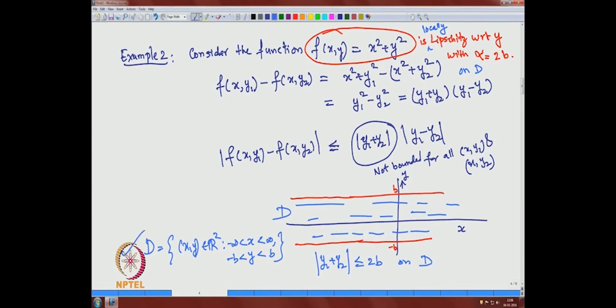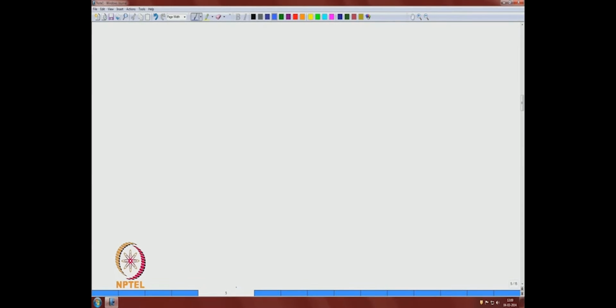So the domain defined by the set of all (x, y) such that x is varying from minus infinity to plus infinity and y is varying from minus b to plus b is an infinite strip parallel to the x axis. And we now see a function which is not Lipschitz. So, an example of a non-Lipschitzian function. Example 3.